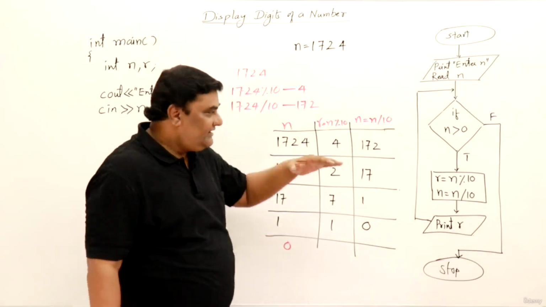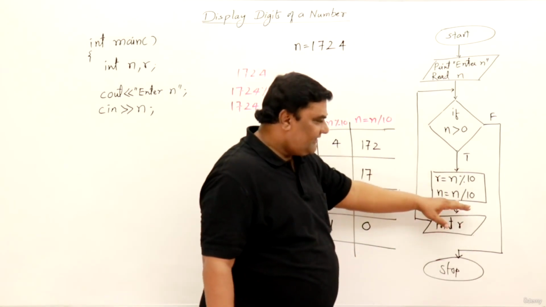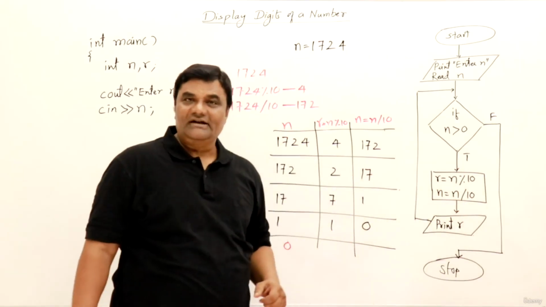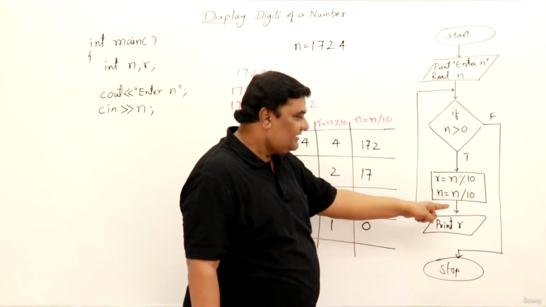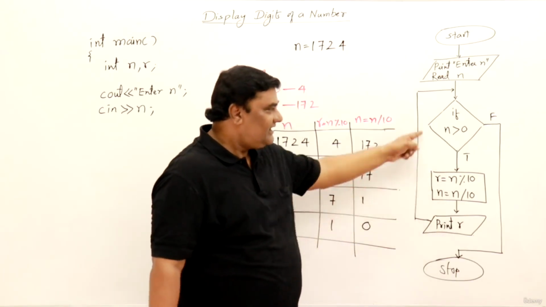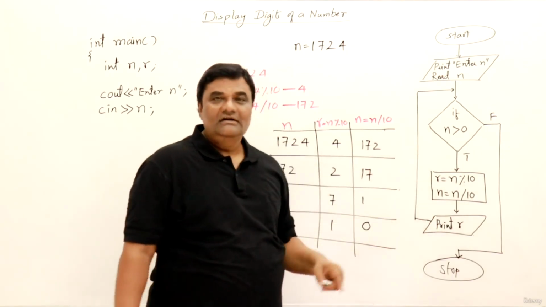So this is how we can mod and divide and print. So these are the steps we have to write. Three steps are there in a loop. These are the processing part and this is the printing part. So these three steps are there inside a loop, right?